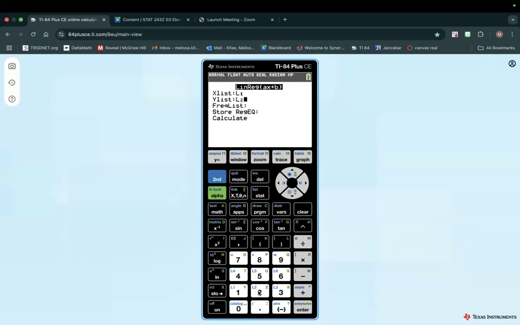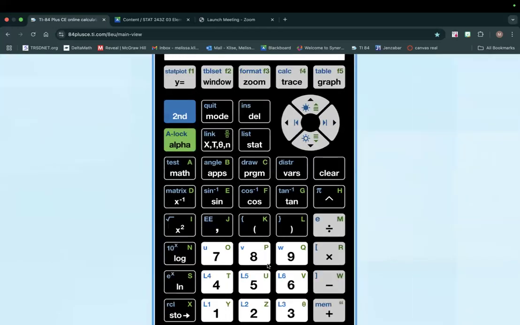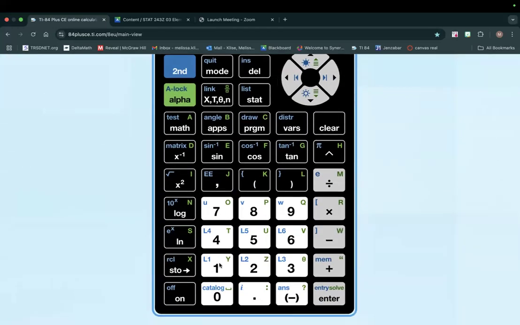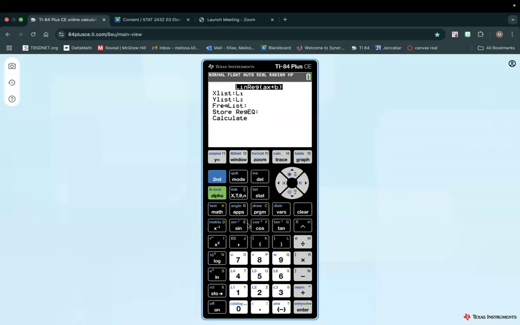Now, if you were using L3 and L4, then your X list would be L3 and your Y list would be L4. Whatever list you put them in, this is your X list, that number there, Y list is there. Because notice down here, I frequently use all 6 of my lists. L1 is second 1. You see the blue right here. So whichever list you're using, it's just second and then that number. All right. We're leaving alone frequency list. We're leaving alone store RegEQ. Going down to calculate. If you're on the 83, I believe you just need to close your parentheses. And I'm going to hit enter.